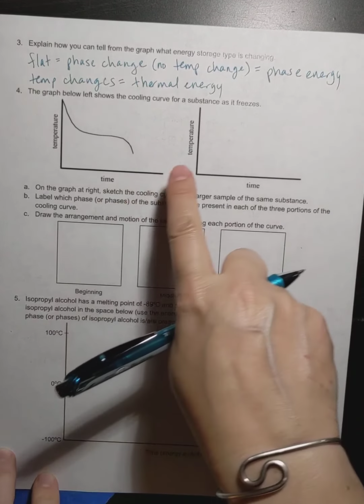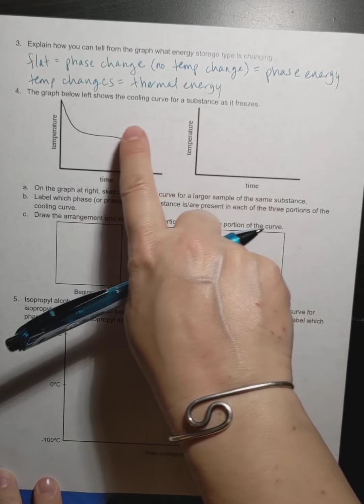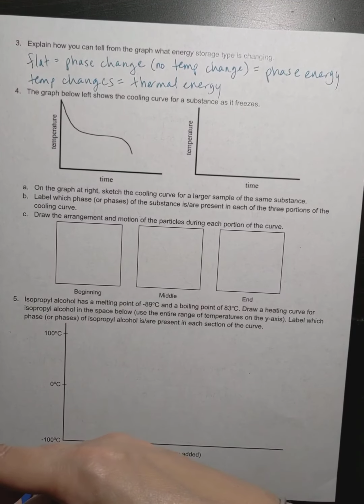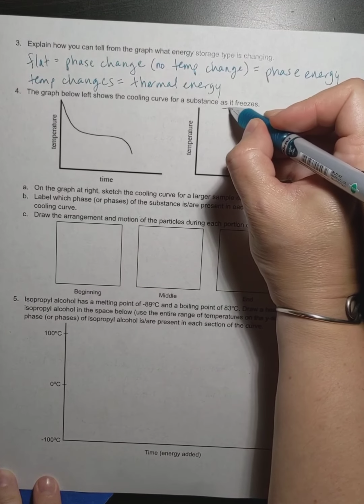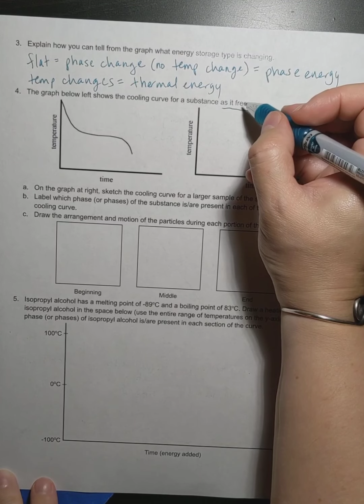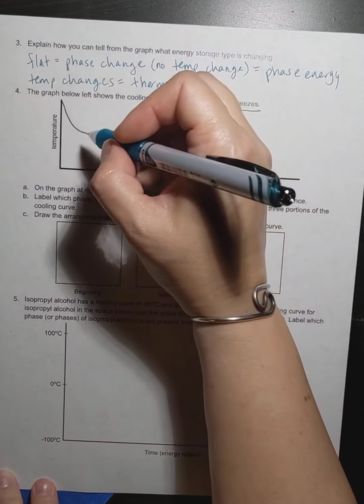All right, now this one, we are going to apply what we know to a new situation. So it says that this is showing the cooling curve. Cooling curve, of course, is the opposite of a heating curve. Instead of adding energy, we're removing energy from the system. Otherwise, it's pretty similar. And it's saying as it freezes. Now that is a phase change. Freezing is going from liquid to solid. And we know phase changes happen when there's no temperature change.